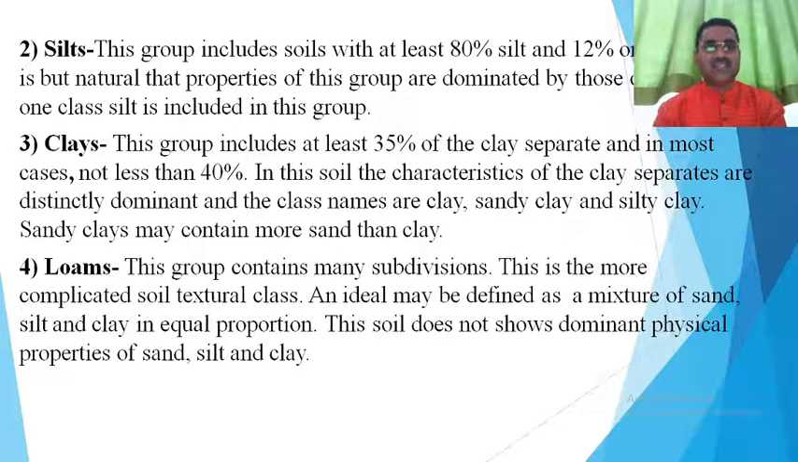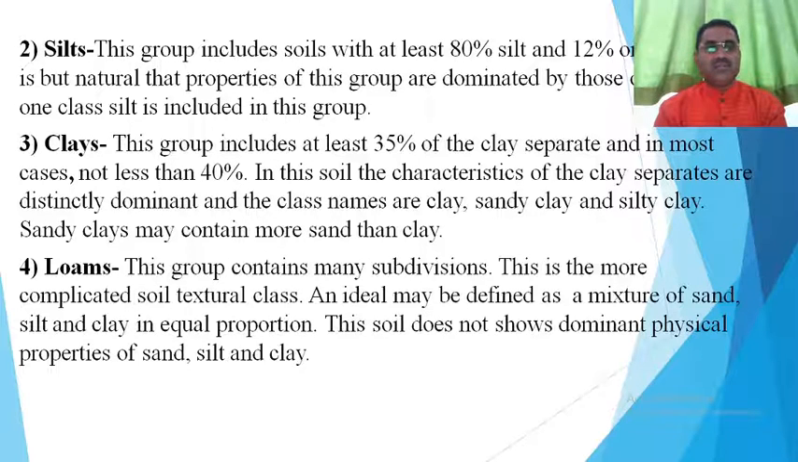Second class is silts. This group includes soils with at least 80% silt and 12% or less clay. It is but natural that properties of this group are dominated by those of silt. Only one class, silt, is included in this group, means no other groups are available in the silts.